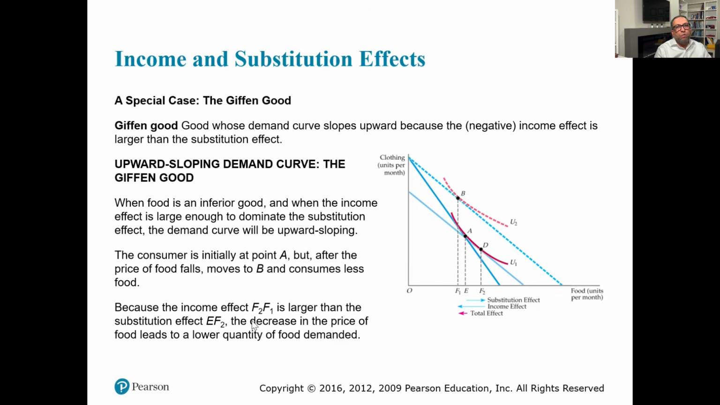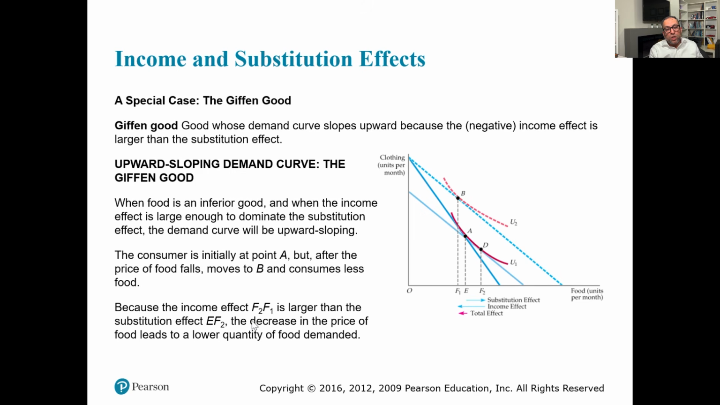But there is another type of good, and we call it a Giffen good. In that case, the income effect is bigger than the substitution effect, and for that reason, theoretically we say that the demand curve for a Giffen good is upward sloping. These are goods whose demand curve slopes upward because the negative income effect is larger than the substitution effect. When the good is an inferior good, and the income effect is large enough to dominate the substitution effect, the demand curve will be upward sloping.